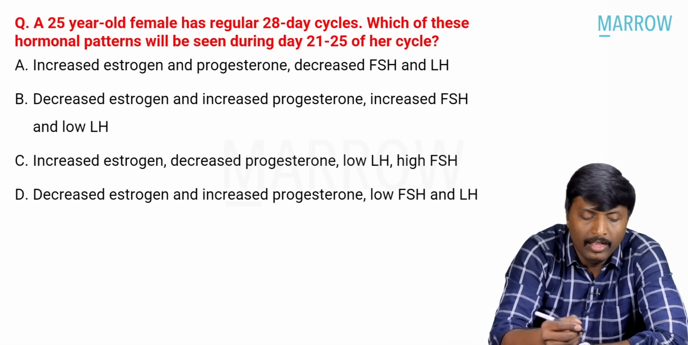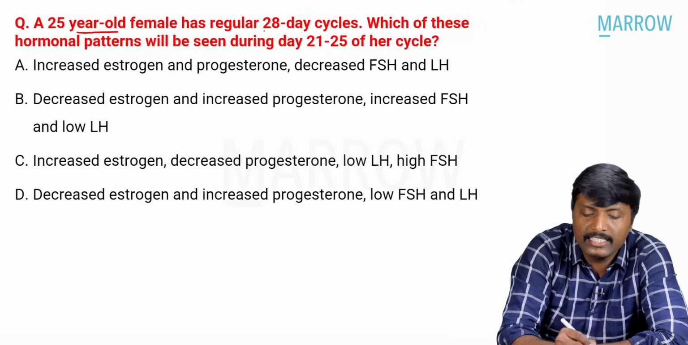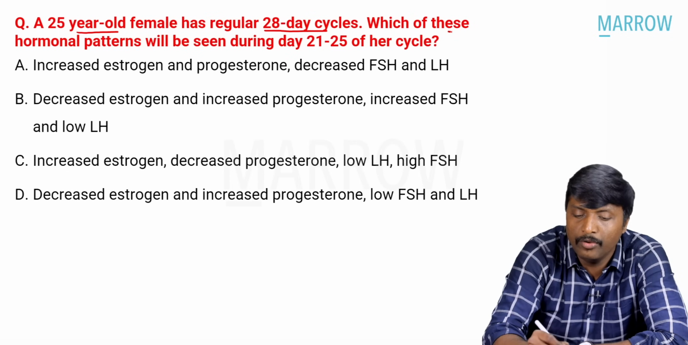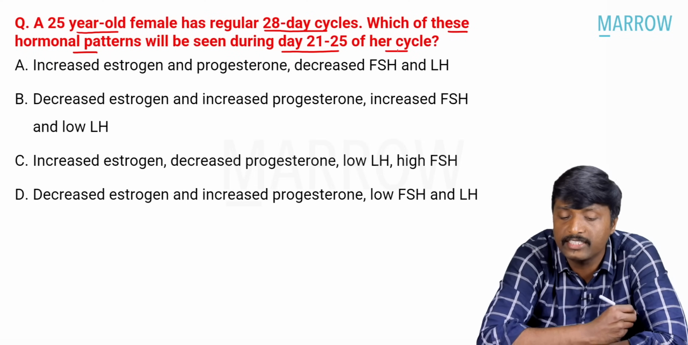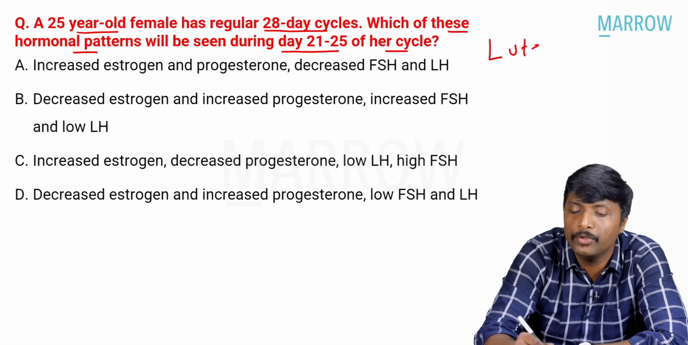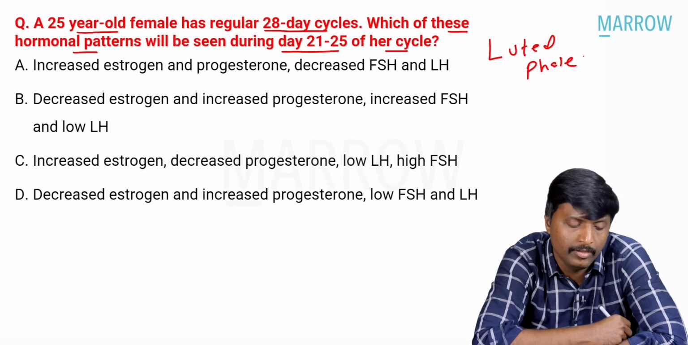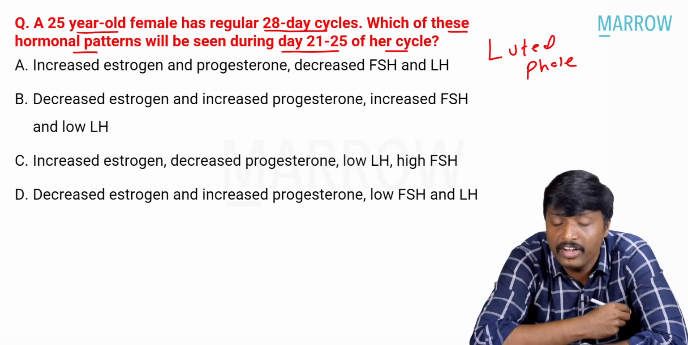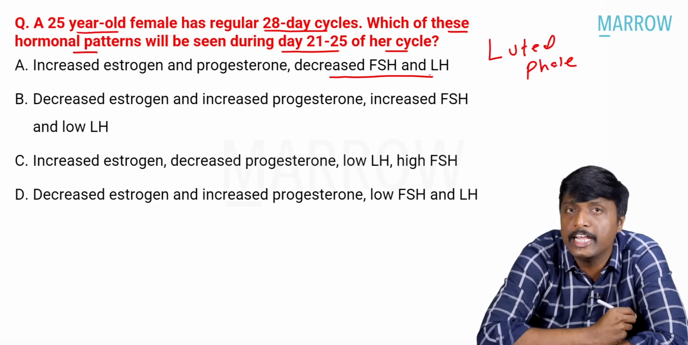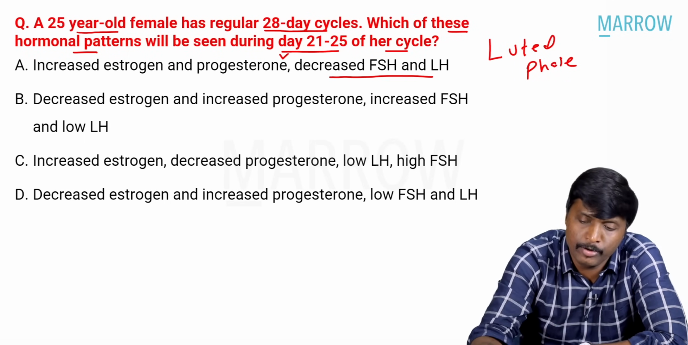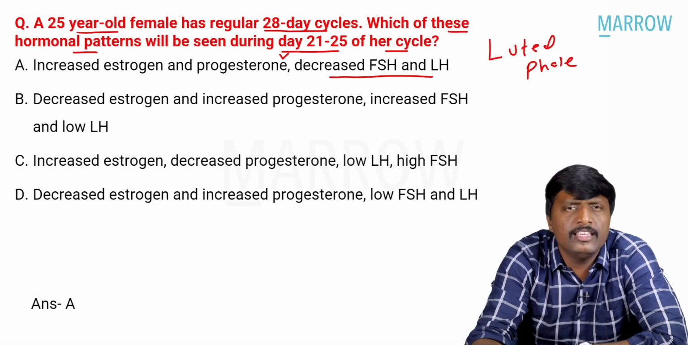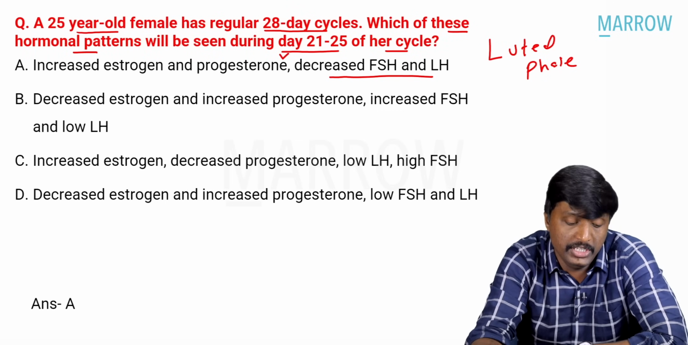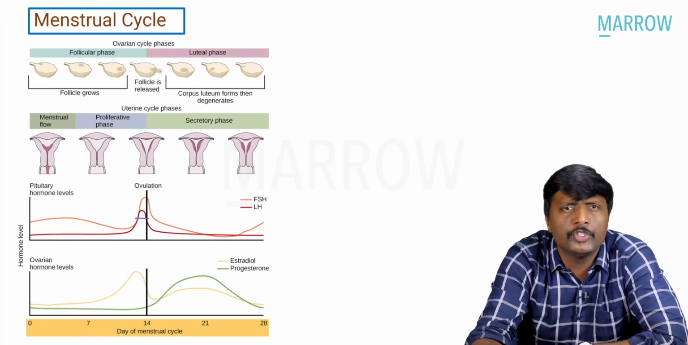Next question. A 25-year-old female has a regular 28-day cycle. Which of these hormonal patterns will be seen during day 21 to 25 of her cycle? That means they are asking you about the luteal phase, the later part. What happens? Definitely there is decreased FSH and LH and increased estrogen and progesterone. Physiology and Ops Gynae. Definitely one question is coming these days from menstrual cycle, especially from this graph. I saw many questions so far.